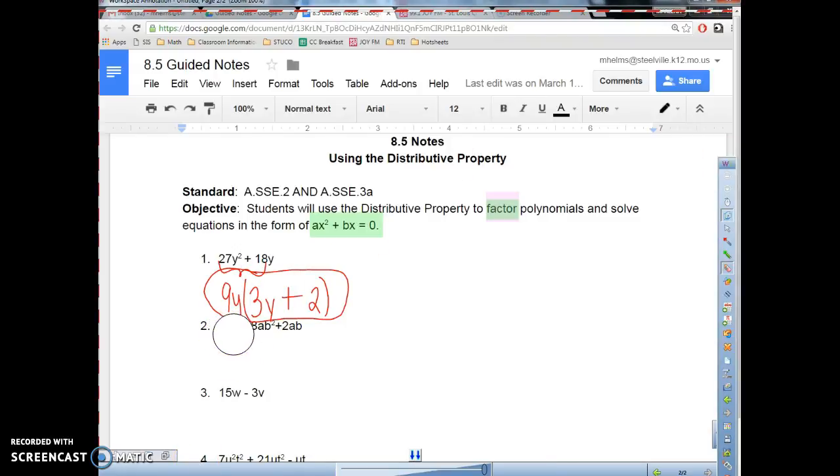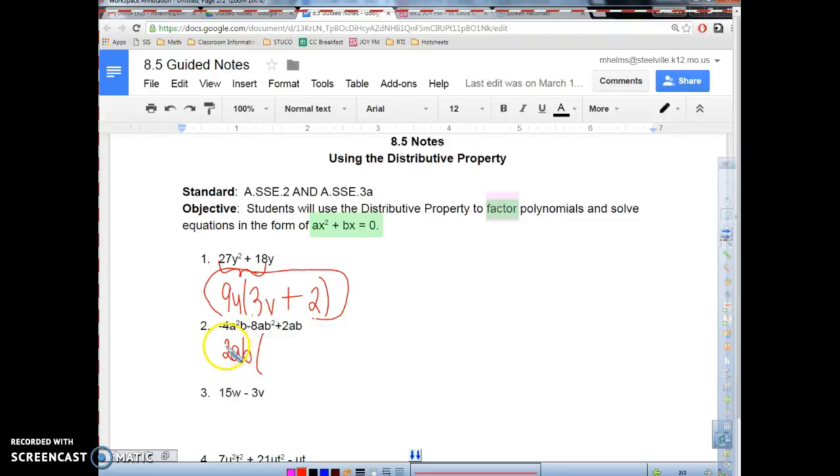Number 2, you have to ask yourself the same thing. Is there something in common between all the terms that I can take out? And so they all have a 2 in common, so I can take out a 2. This one has an a squared, this one has an a, this one also has an a, so I can take out an a. This one has a b, this one has a b squared, and that has a b, so I can take out a b.